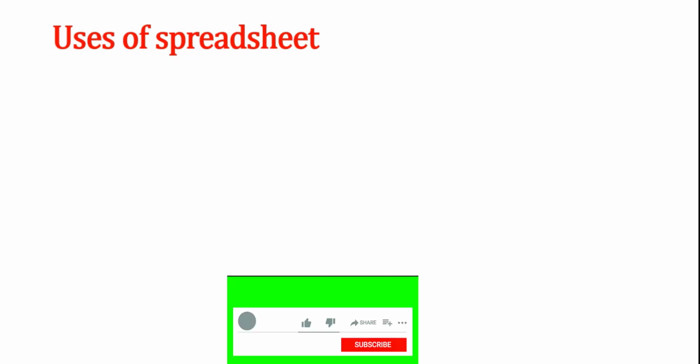Now, uses of a spreadsheet. There are many different uses of spreadsheets. The main use for a spreadsheet is using basic formulas to work out various sums, and they can also be used to represent data graphically using graphs and charts. The uses of a spreadsheet are almost endless. Below are some other popular uses of spreadsheets.